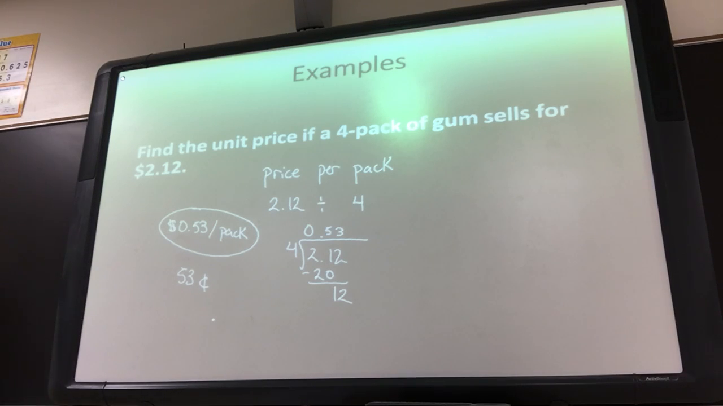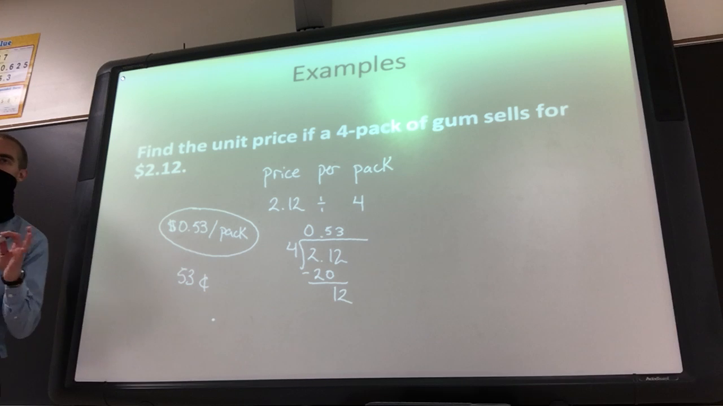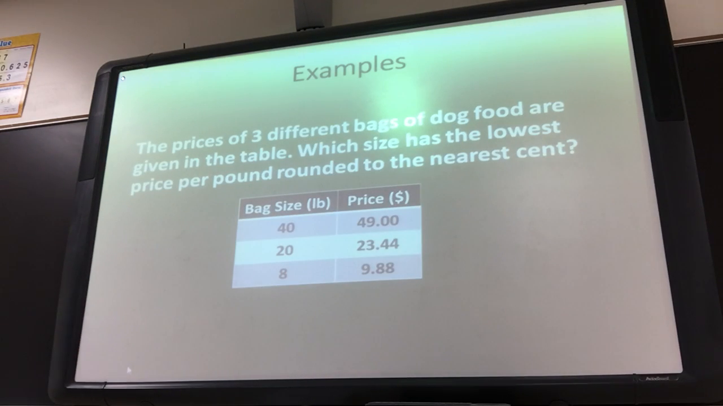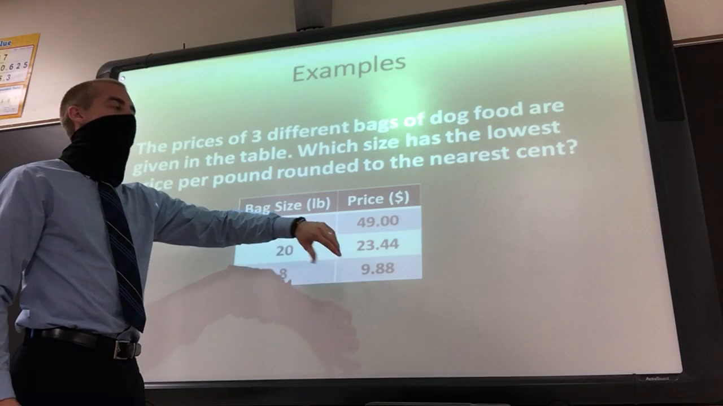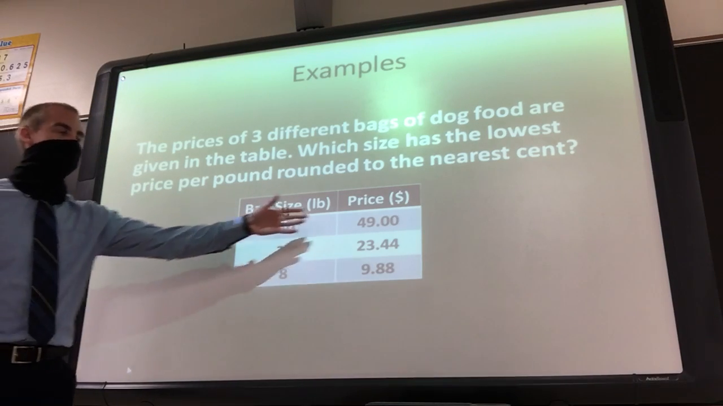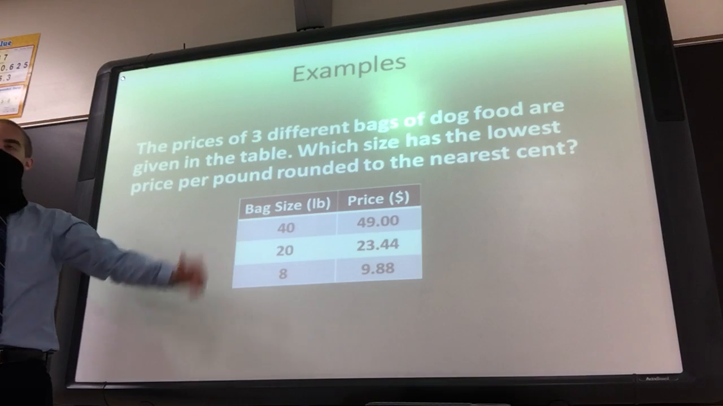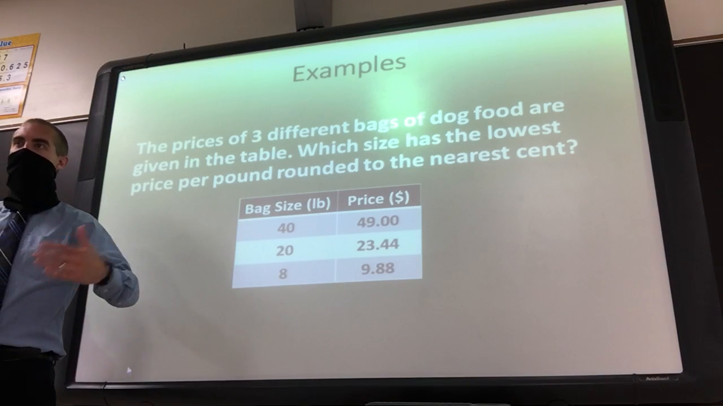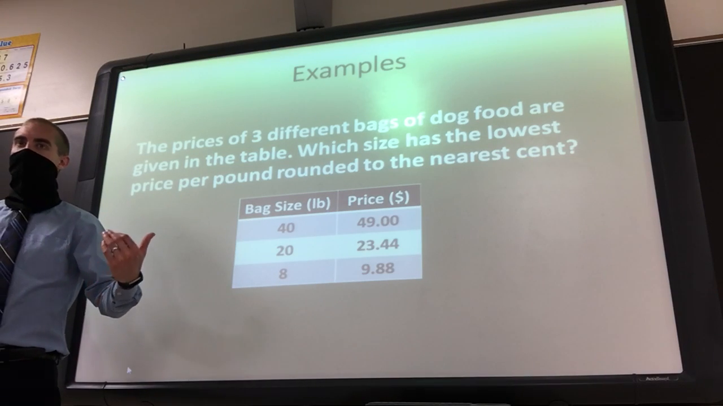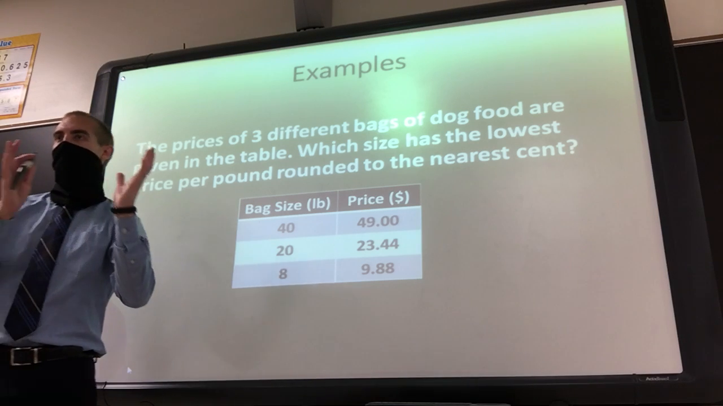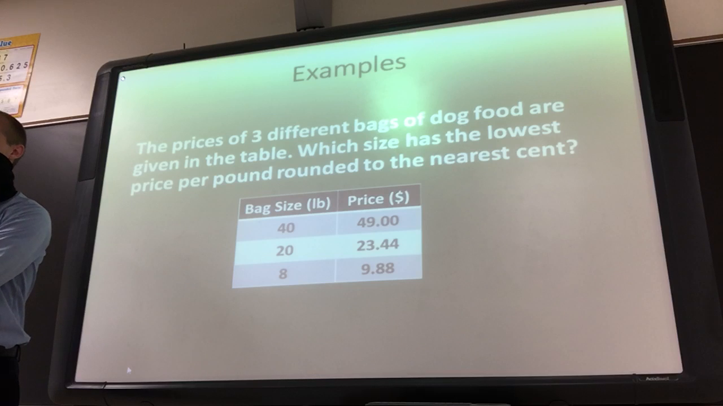Okay, so any questions on that? Biggest thing was making sure 212 went on the inside when you divided. Another type of question that we might see is you've got different sizes and different prices. Now, this is a real life problem. Let's say you are going to buy dog food. Dog food comes in a lot of different sizes of bags, right? And you don't know which one's the better deal. Is it better to get the really big bag, or is it better to get the smaller bag?